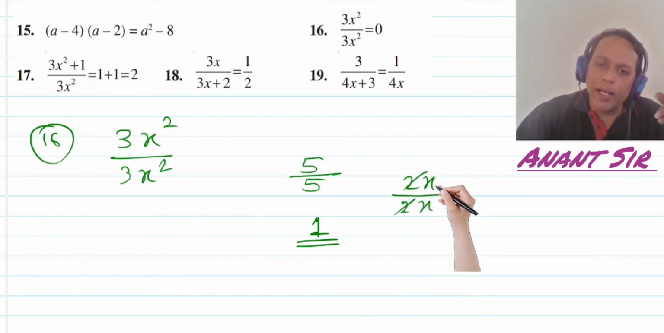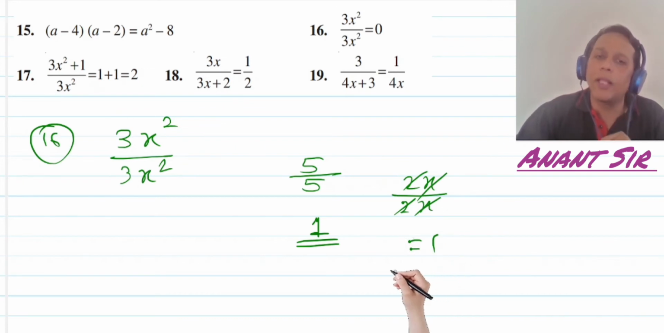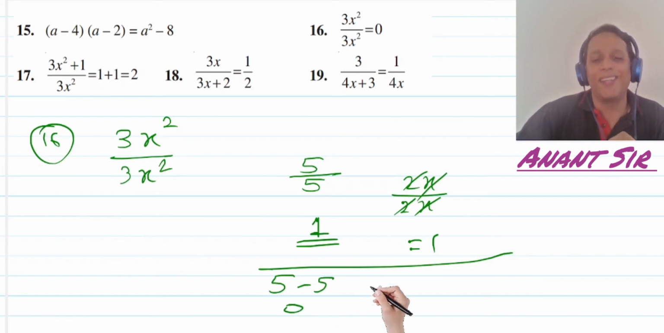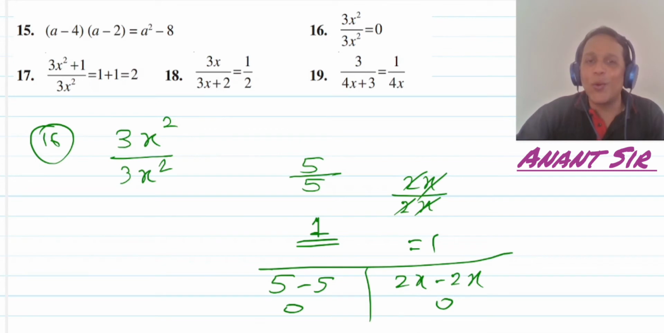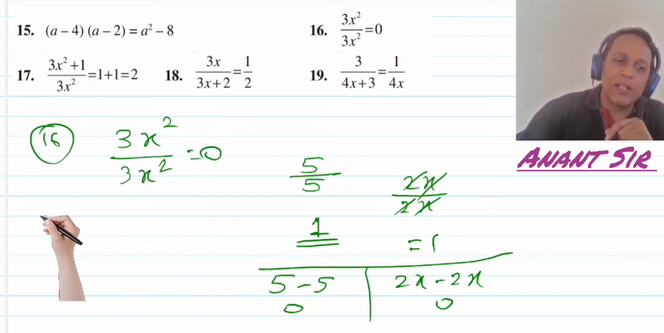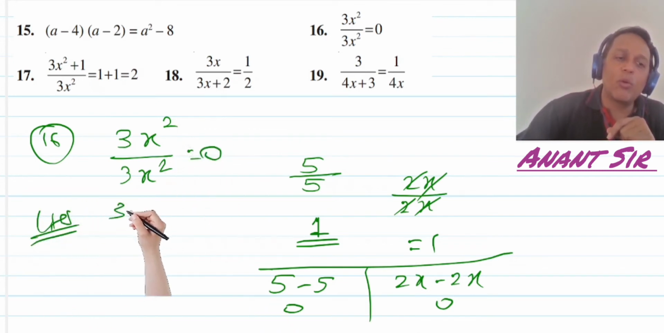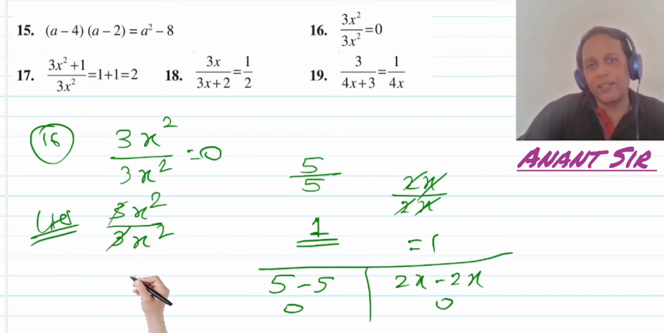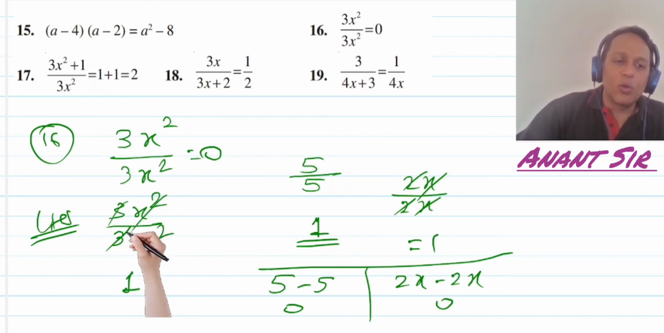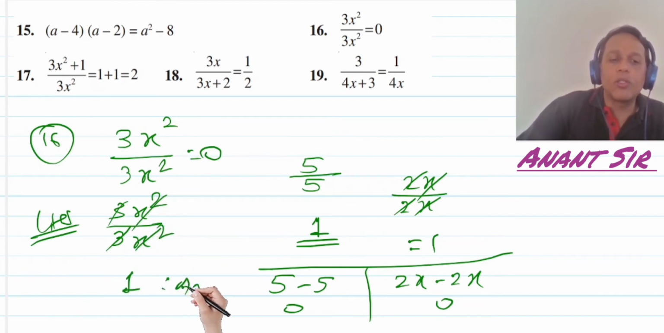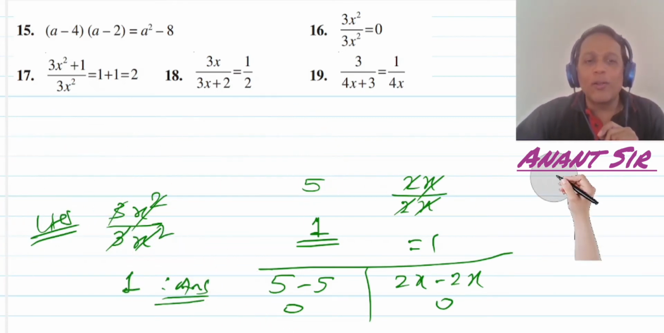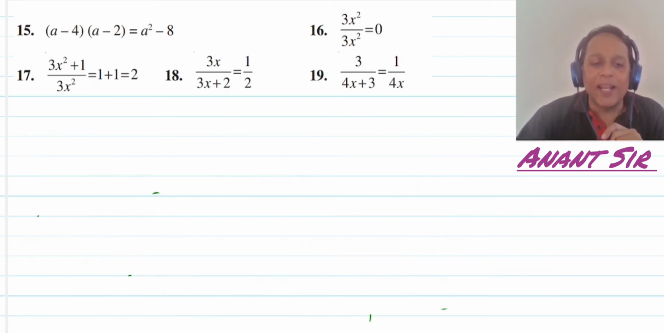2 gets cancelled, 1x in the numerator, denominator gets cancelled. So what is the answer? 1. When do we get 0 answer? If it was 5 minus 5, or if it was 2x minus 2x, in that case we will get the answer as 0. So here they had given us the answer to be 0, but we have to write the correct answer. What will be the answer now? 3 gets cancelled, 2x in the numerator, denominator get cancelled. So we get the answer as 1. So this is actually the correct answer. So now we move on to solve question number 17.